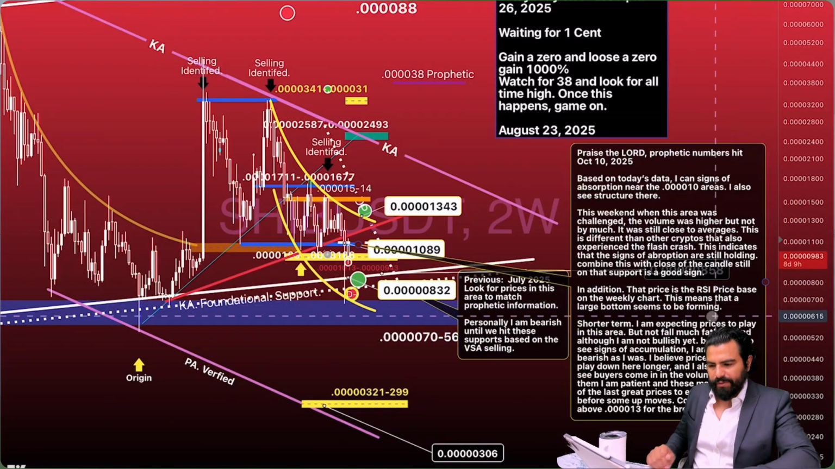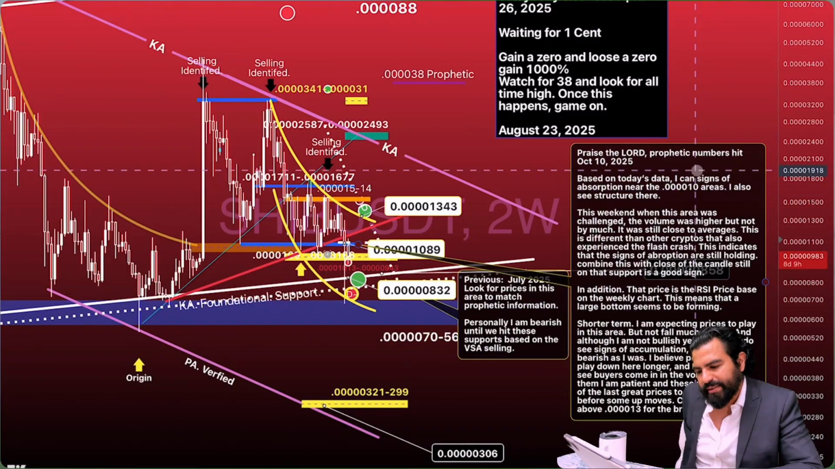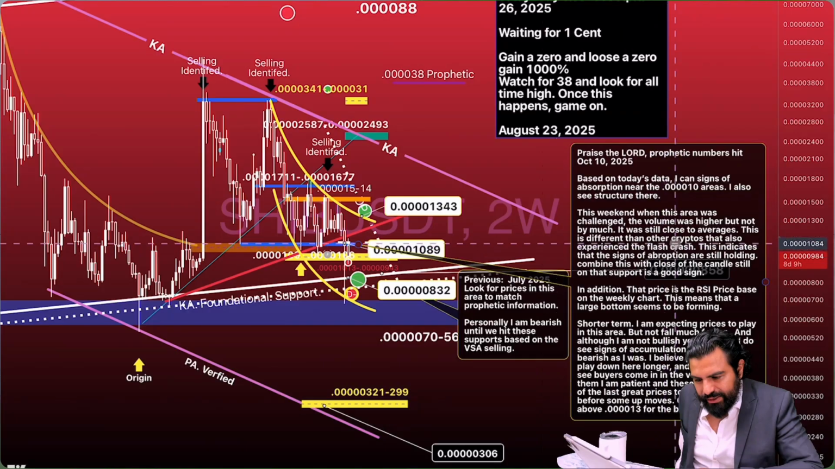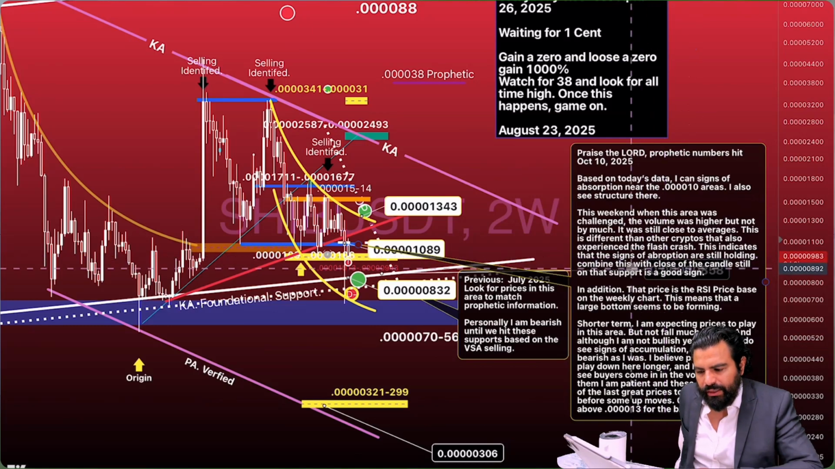Okay, this is what I wrote here on October 10th. Based on today's data, I can see signs of absorption near the 00010 area. Let's see. So there's some signs of absorption. Also see structure there. This weekend when it was challenged, the volume was higher, but not much. It's still close to average. This is different from the other cryptos that also experienced a flash crash. This indicates that the signs of absorption are holding. Combined with the close of the candle still, this is a good sign.